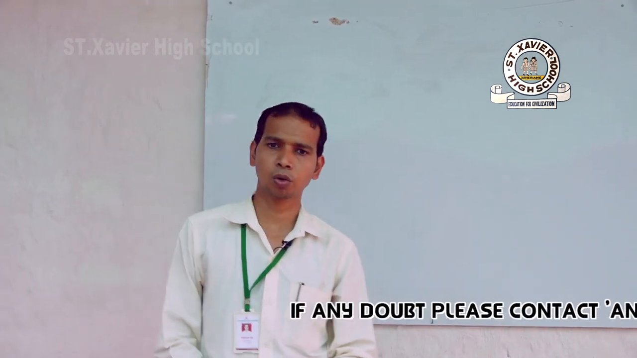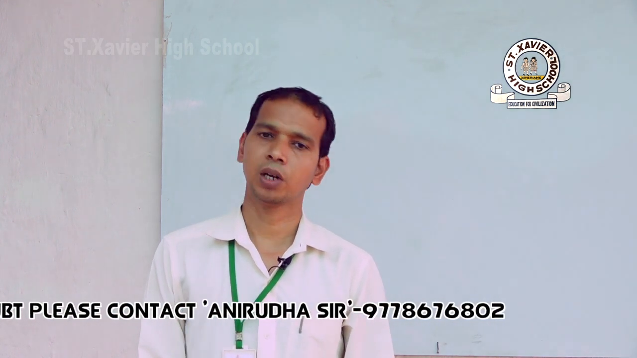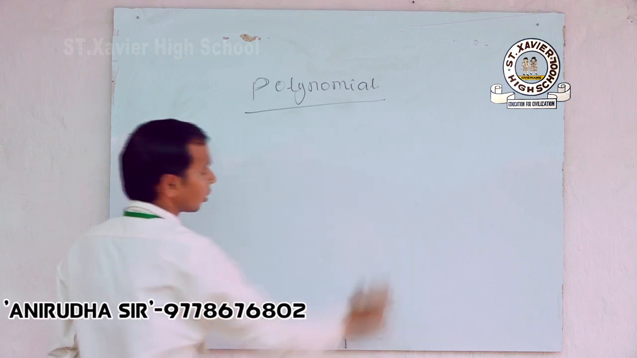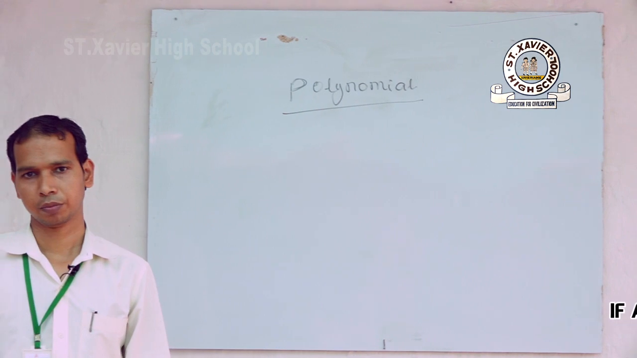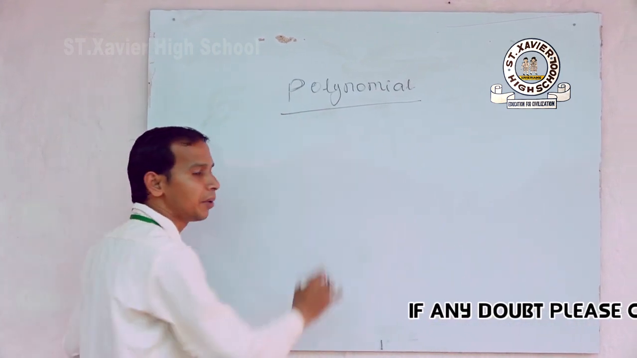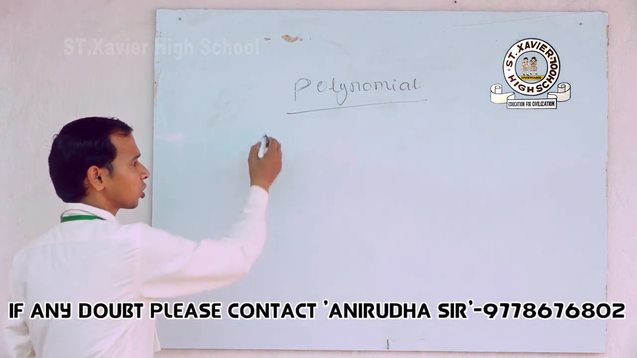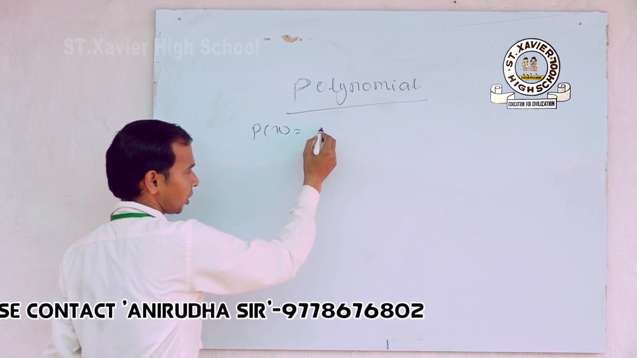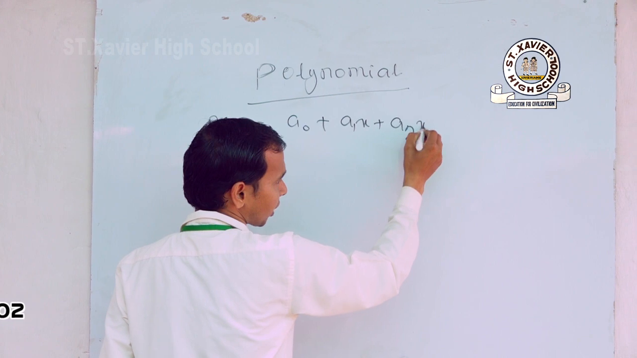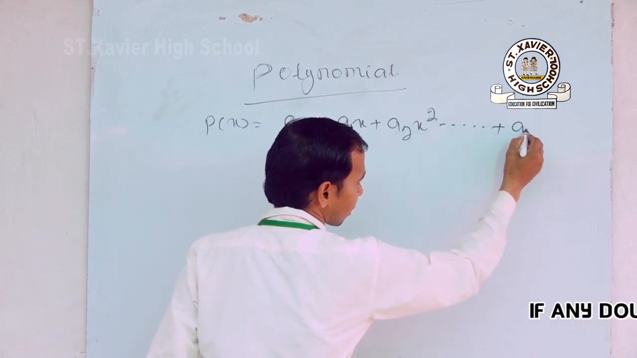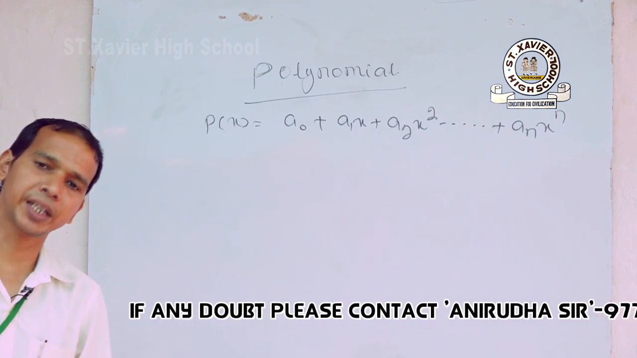Today I am going to teach the math second chapter, polynomial. Polynomial, you know, poly means many and nomial means term. So polynomial means many terms. In mathematics, suppose p of x is equal to a0 plus a1x plus a2x square plus dot dot dot plus an x to the power n, is known as a polynomial of degree n.